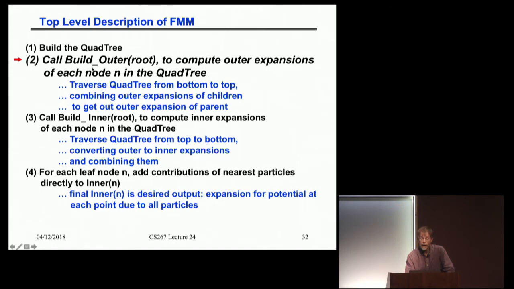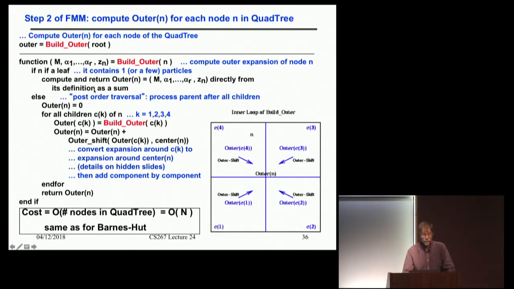Okay, so now let me talk about how to do build outer. And I said this was a traversal where I just have to do the children and then do the parent, and then combine them to do the parent. And to remind you, in Barnes-Hut, all I had to do was add the masses of my children. I got my mass. And all I had to do was take the weighted sum of their centers of mass to get the center of mass of the whole thing. Now I have to add these expansions, and it's a little more complicated, but not too much.